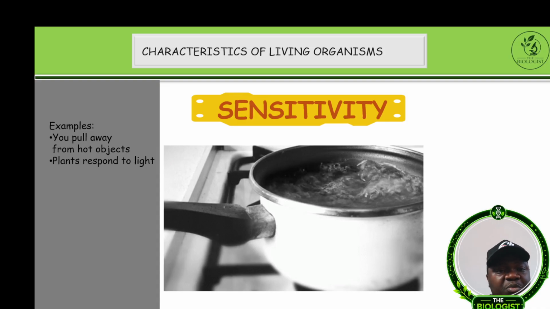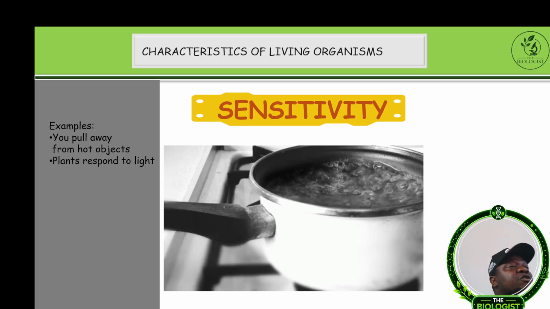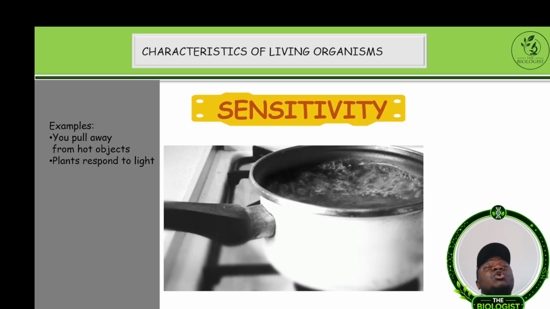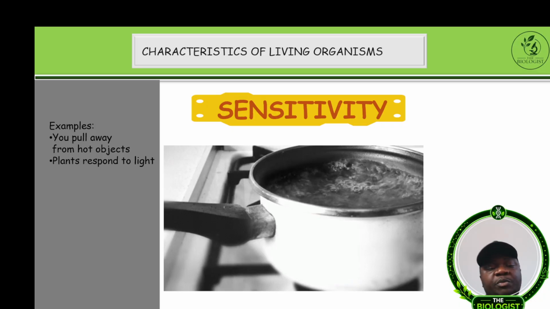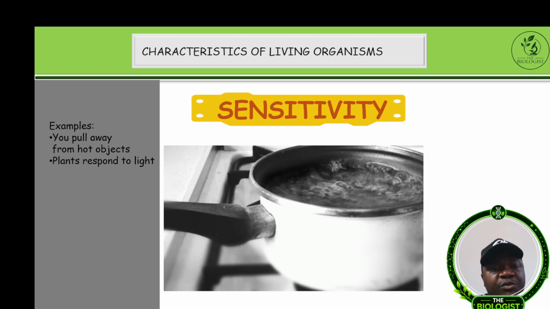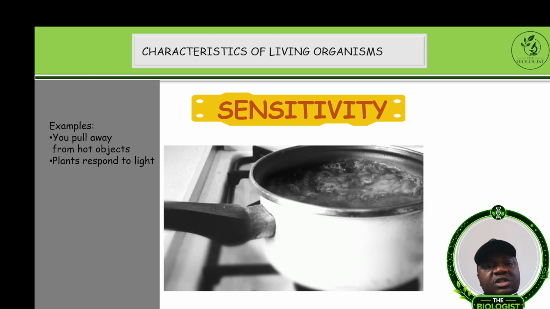So examples of sensitivity: you pull away from hot objects, and plants tend to respond to light. Plants are sensitive to light, and this is called phototropism. This is just the aspect of sensitivity, just for us to understand.